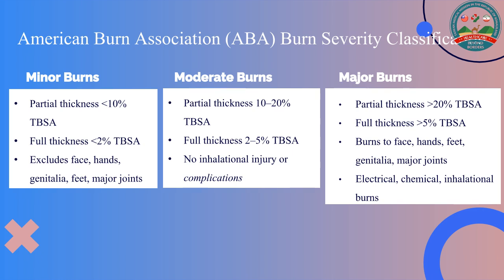These patients also should not have inhalational injuries or other major complications. Major burns are the most severe. This includes partial thickness burns greater than 20% TBSA, full thickness burns over 5%, and any burns involving the face, hands, feet, genitalia, or major joints. Electrical, chemical, and inhalational burns also fall into the major burn category. This classification guides triage, treatment decisions, and ICU admission.